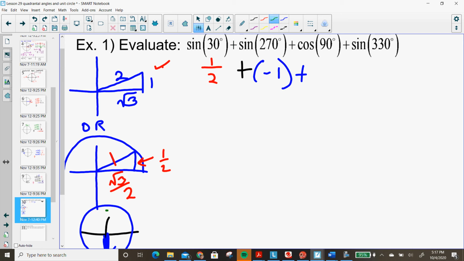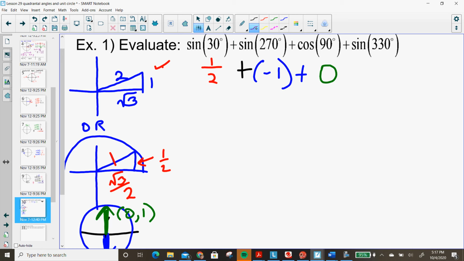For 90 degrees, we're going to be up at the top of the unit circle. And if it is a unit circle, then those coordinates are 0, +1. And this time we're looking for cosine, so we're looking at the x-coordinate, which is 0.